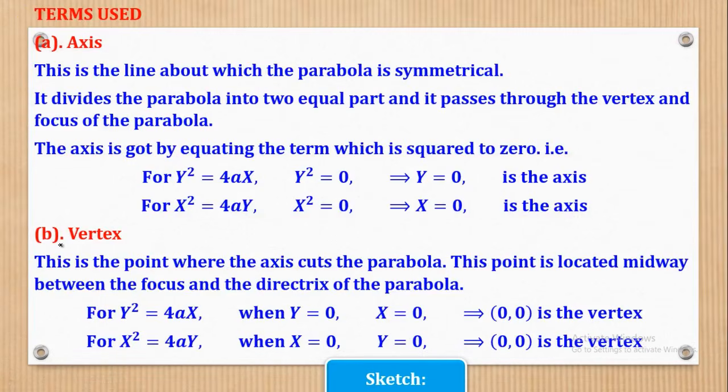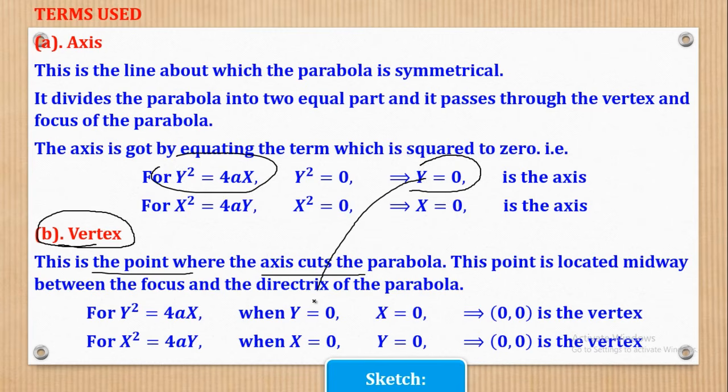So now, how do you get the vertex given the equation of a parabola? Remember we said it's the point where the axis cuts the parabola. So it will come here. If the parabola is in this form, the axis will be this. So you ask yourself, when y is equal to 0, what is x? When you get the x coordinate, those will be the x and y coordinates of the vertex. Therefore, in this case the vertex will be 0, 0.